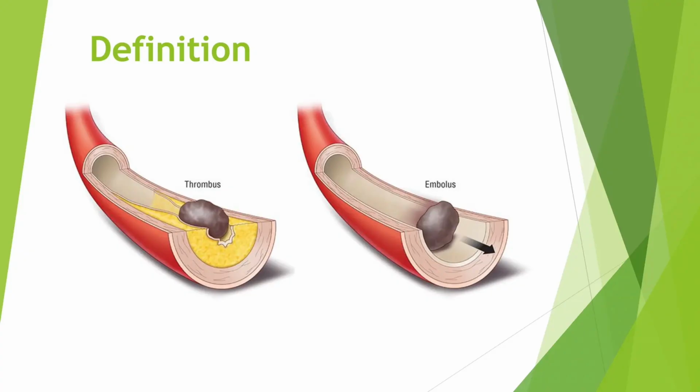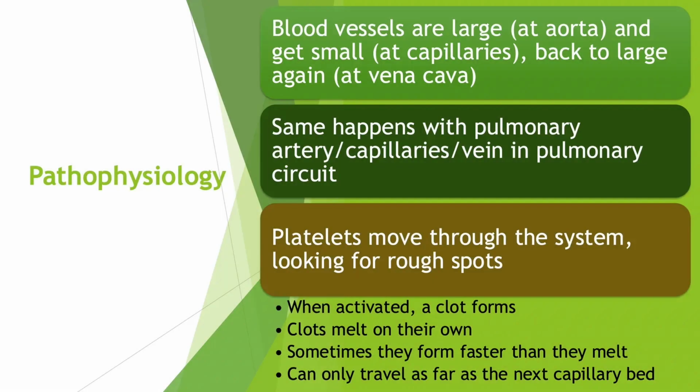This diagram illustrates the difference between a thrombus and an embolus. Understanding the pathophysiology of clot formation is essential. Blood vessels are large at the aorta, get small at the capillaries, and become large again at the vena cava. The same pattern happens with the pulmonary artery, capillaries, and vein in the pulmonary circuit.